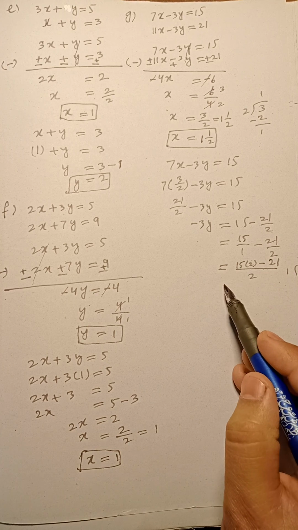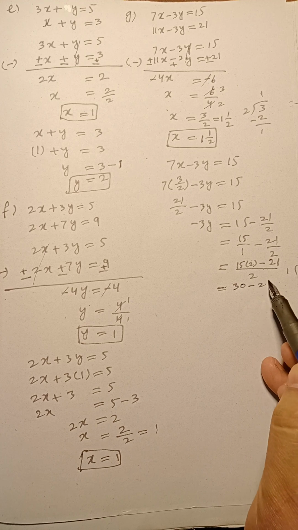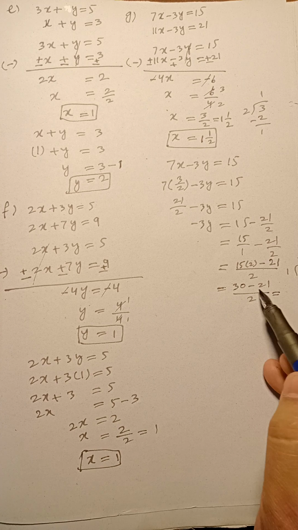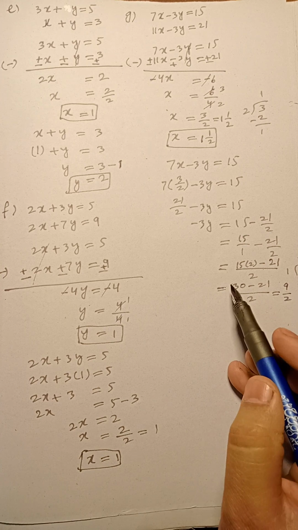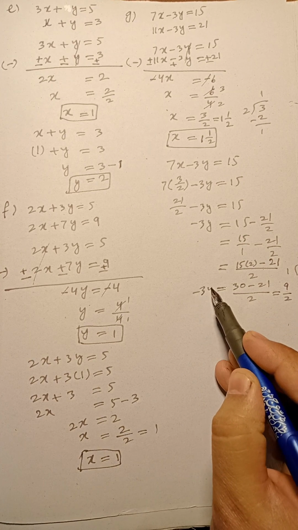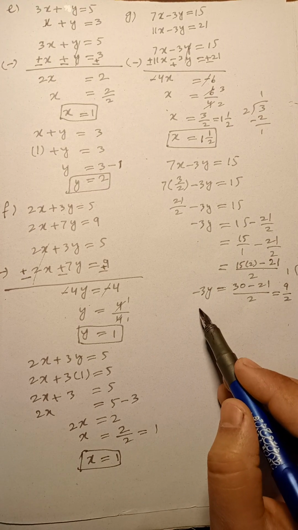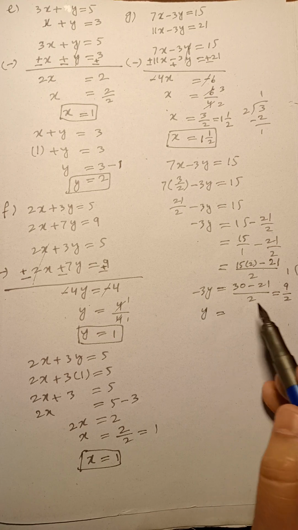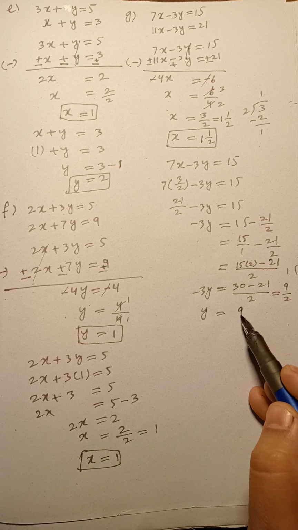Now 15 multiplied by 2 is equal to 30, and minus 21 divided by 2. Answer will be equal to 30 subtracted by 21. Answer is 9 divided by 2. Here is minus 3y, as this is minus 3y. Now this 3, minus 3, will be taken on the other side, so it will become 9.